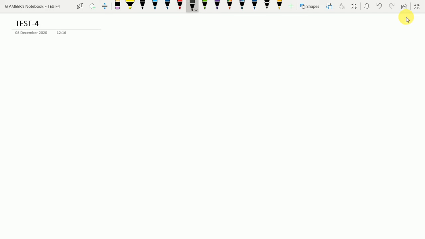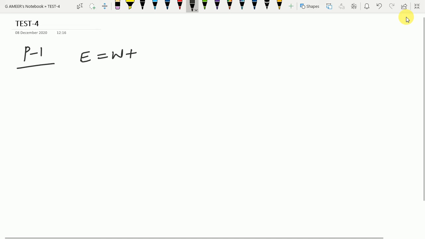The first question is problem P1. All electrons ejected from a surface by incident light of wavelength 200 nanometers can be stopped before traveling 1 meter in the direction of a uniform electric field. The work function of that metal is equal to? The incident energy is the work function plus the maximum kinetic energy. The incident energy can be calculated with the formula E is equal to h nu, that is equal to hc by lambda.